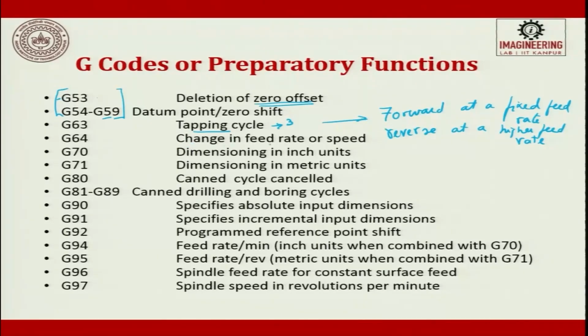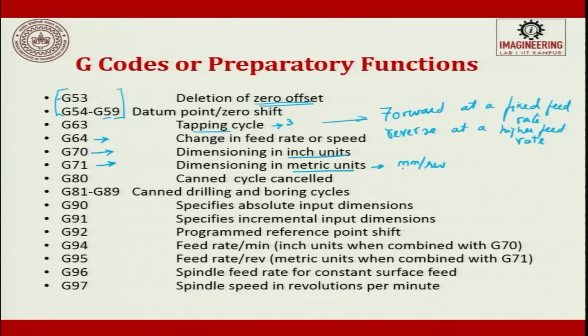Next, we have change in feed rate or speed. If you want to give that in the block, you put G64, which talks about changing feed rate or speeds. Then G70, G71 talk about inch units or millimeter units. So wherever we use millimeter per revolution, we use G71.